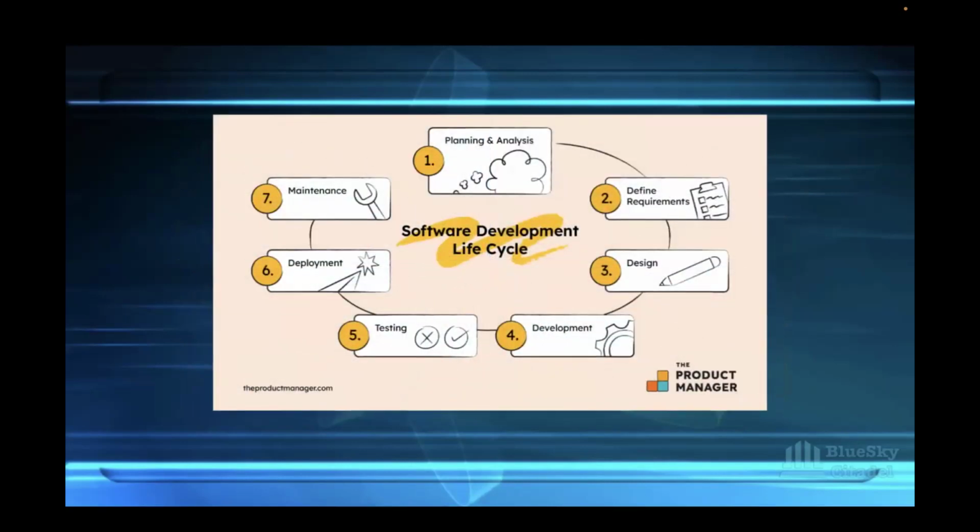This diagram is just an illustration of how it goes. You can see it is in a circle, like the name says, software development life cycle. You go from planning and analysis to define requirements, to design, to development, to testing, deployment, and maintenance. Next slide, please.